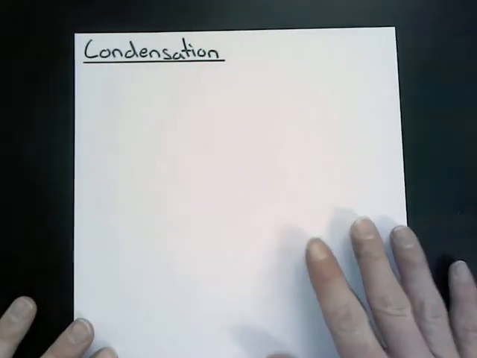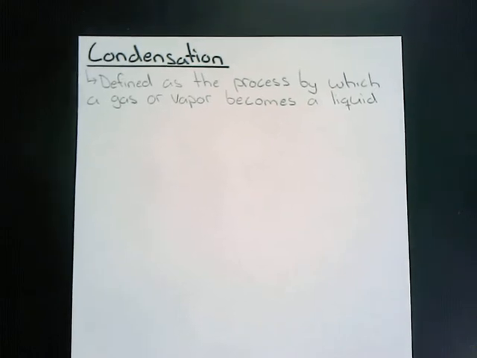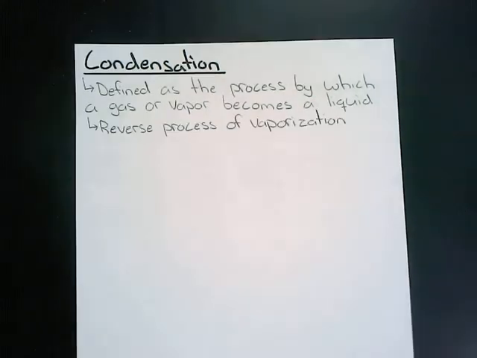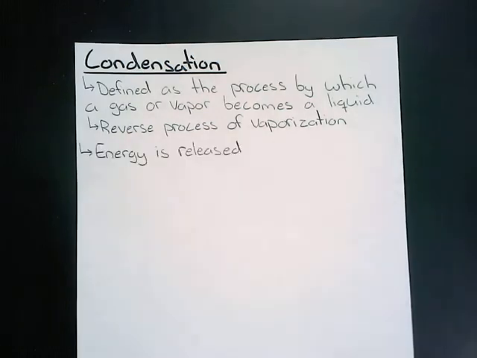So we start out here with condensation. Now, condensation is defined as the process by which a gas or vapor becomes a liquid. Now, condensation is the reverse process of vaporization. Now, during condensation, energy is released. What also occurs is that the velocity of the particles contained within those substances is going to decrease.